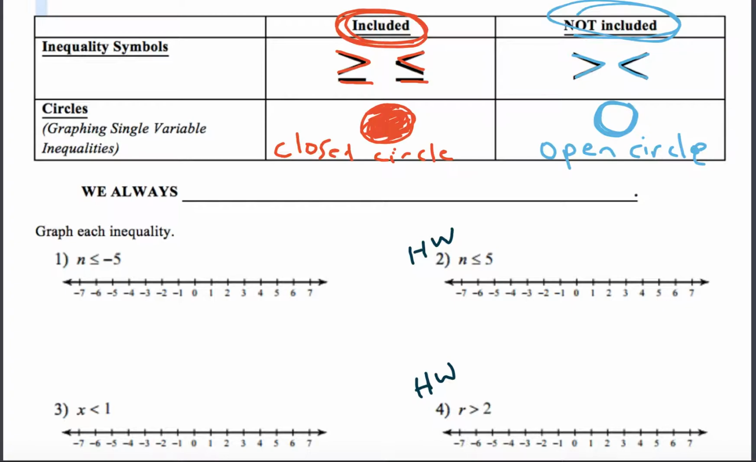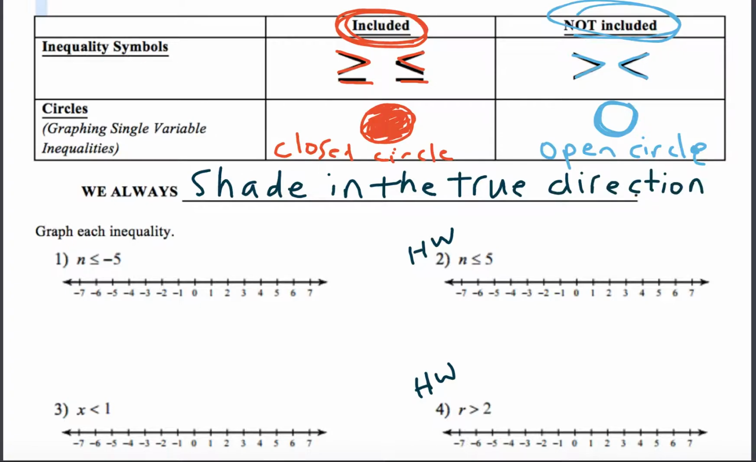And we always shade in the true direction. So we'll see a few different ways that we might visualize different inequalities, but we're always going to shade in the true direction.